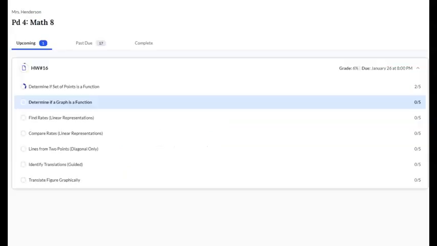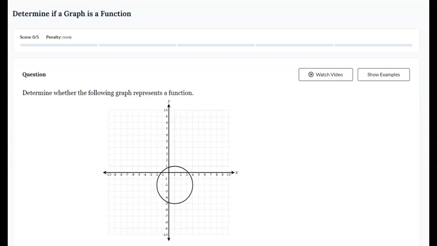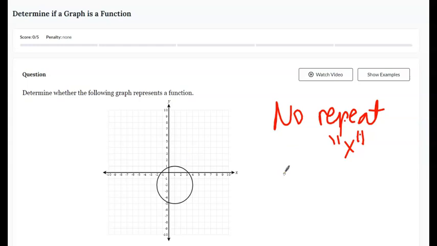So let's take a look at the second topic. Determine if a graph is a function. Well, the rule is the same. You still want no repeating x values. But it's hard to find repeating x values when they don't tell you what the x values are. So since this is the x-axis, if you were to repeat an x value, that means that you would have a point, let's say here and here. And that means you would fall on the same vertical line.